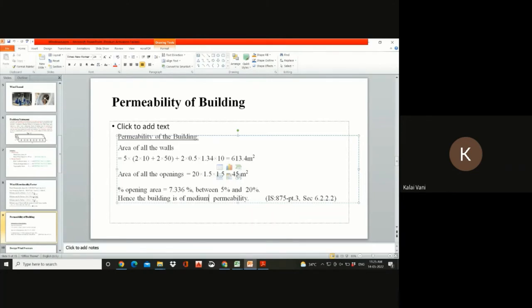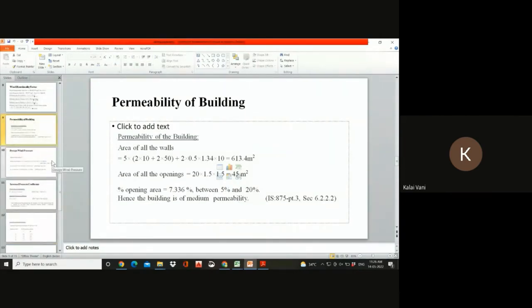So if your permeability percentage is less than 5%, it is very much no permeability, you can say. If it is in the range of 5 to 20%, you can take it as medium permeability. If it is more than 20%, you can consider it as an open structure. Open structure means no walls around your structure, right? So it will be calculated according to your walls deducted by your number of openings. So your structure can be considered as a medium permeable structure, medium permeability.